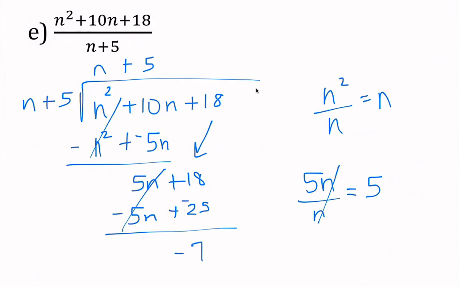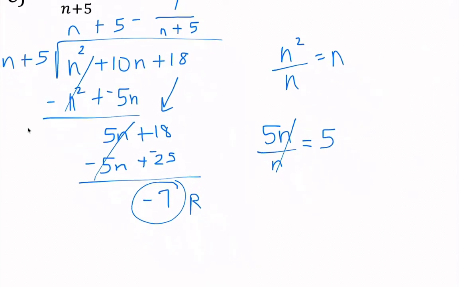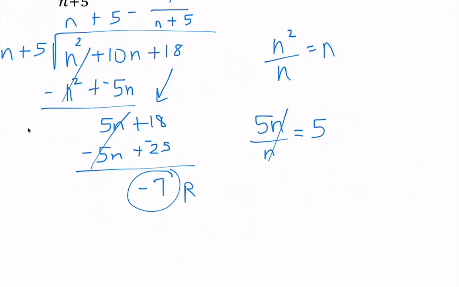Because there is nothing to drop down, that means this is my remainder. So since my remainder is a negative, I have to put a minus sign. My remainder goes on the top. What we divide by goes on the bottom. All right, so my final answer is n plus 5 minus 7 over n plus 5.